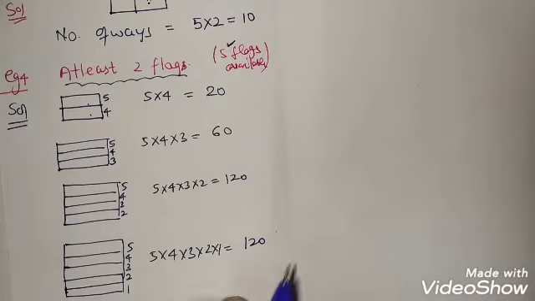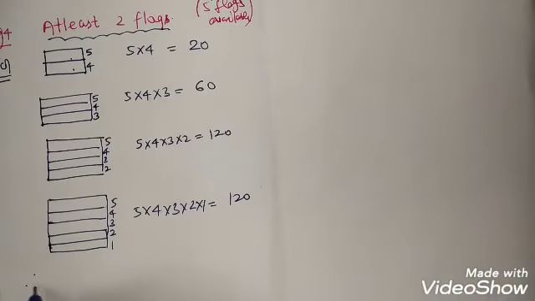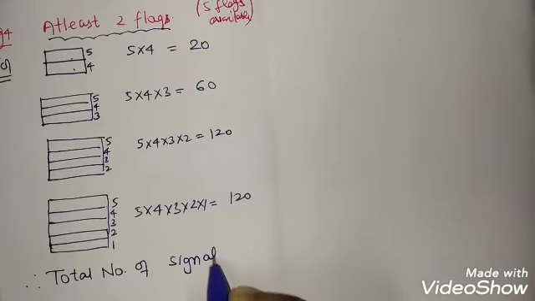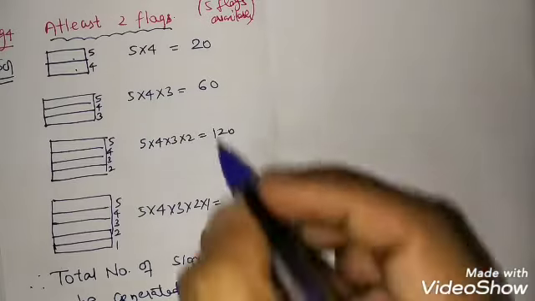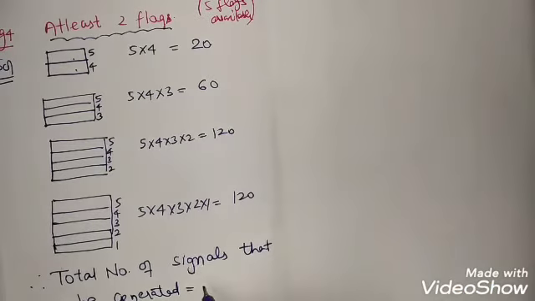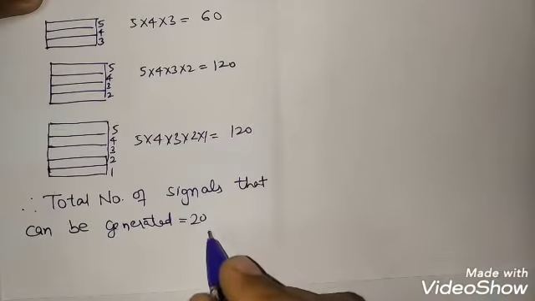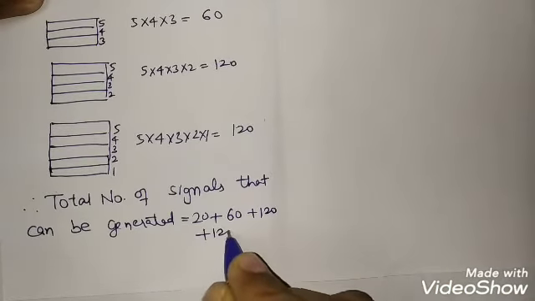This is again 120. We have to find the total number of signals. Therefore, the total number of signals that can be generated is equal to this plus this plus this, which is 20 plus 60 plus 120 plus 120.